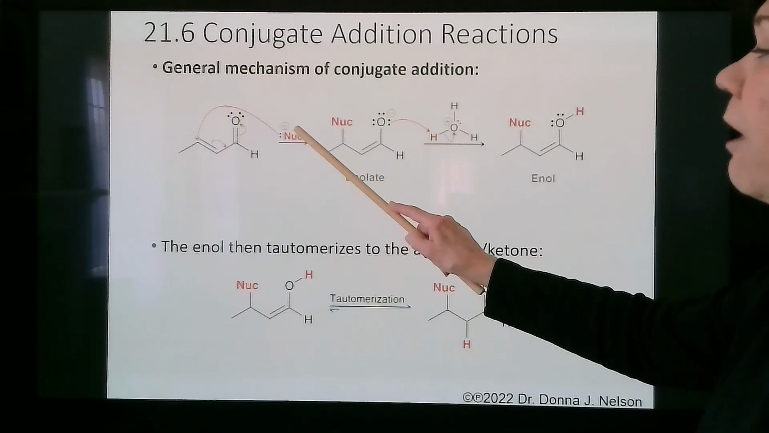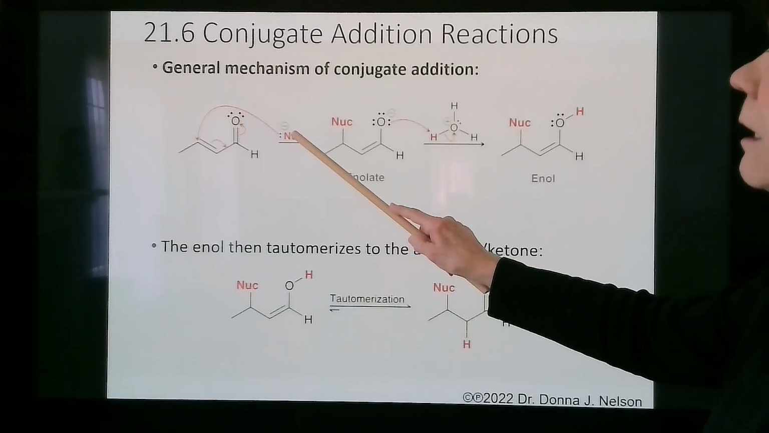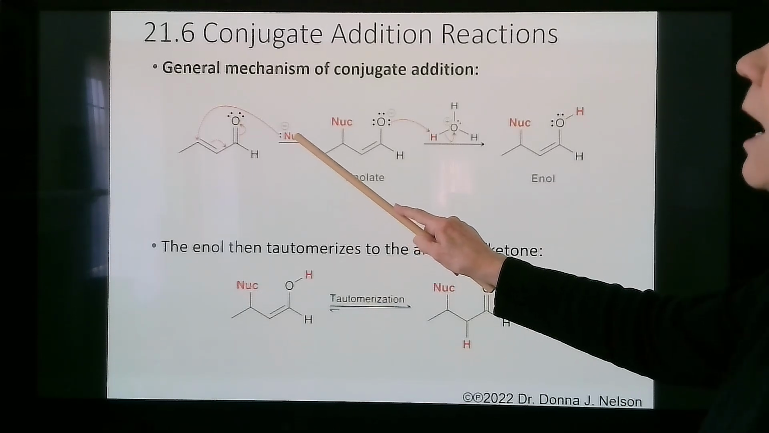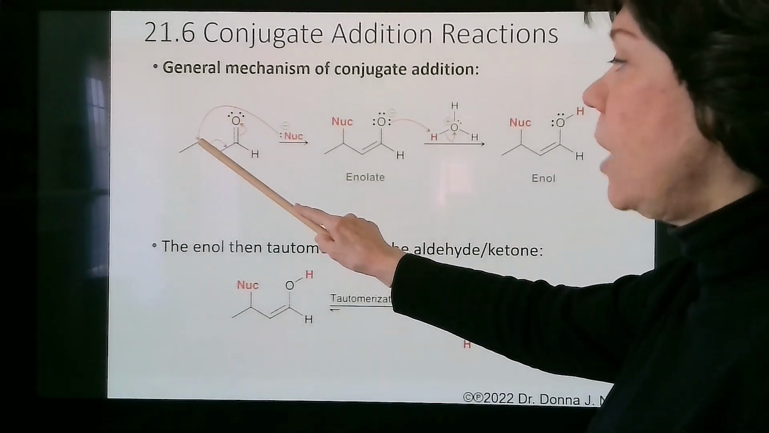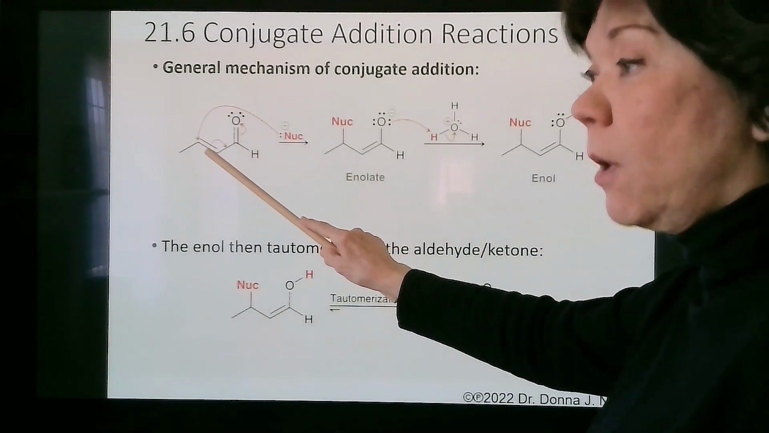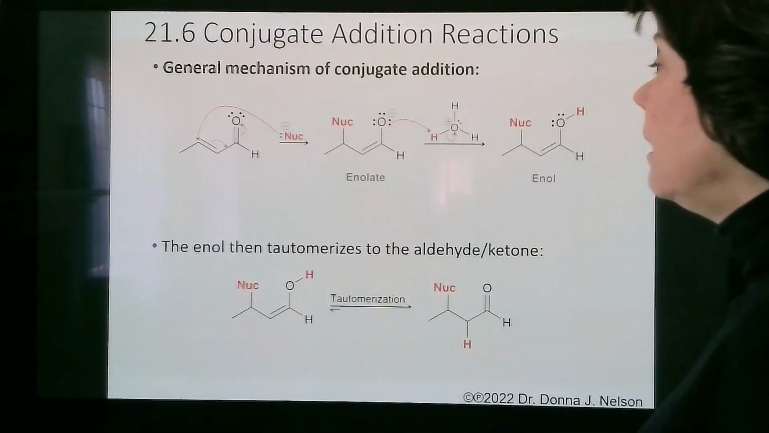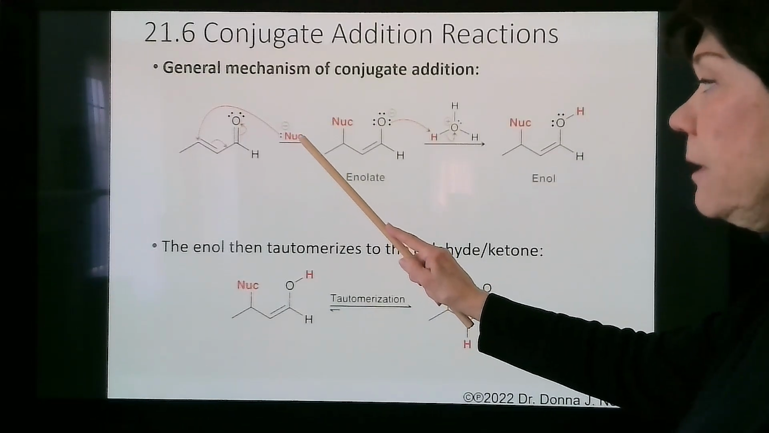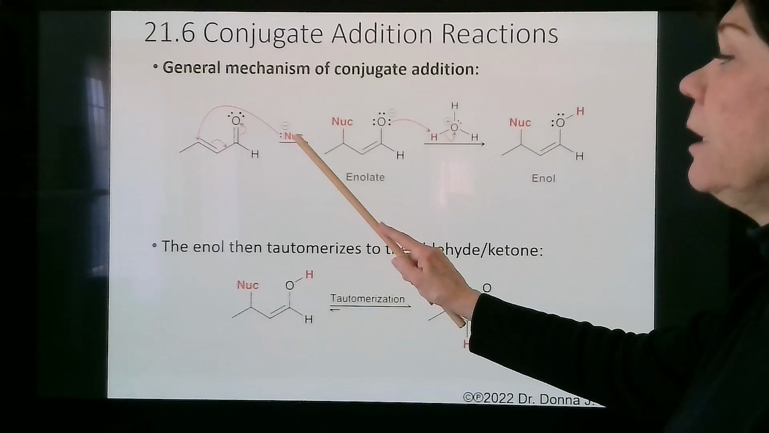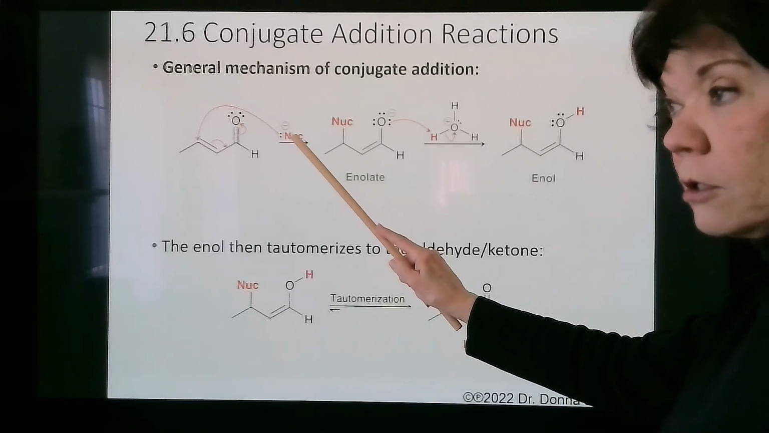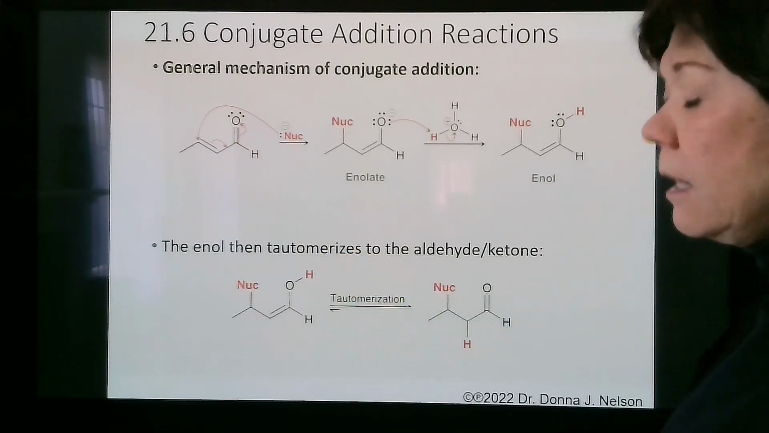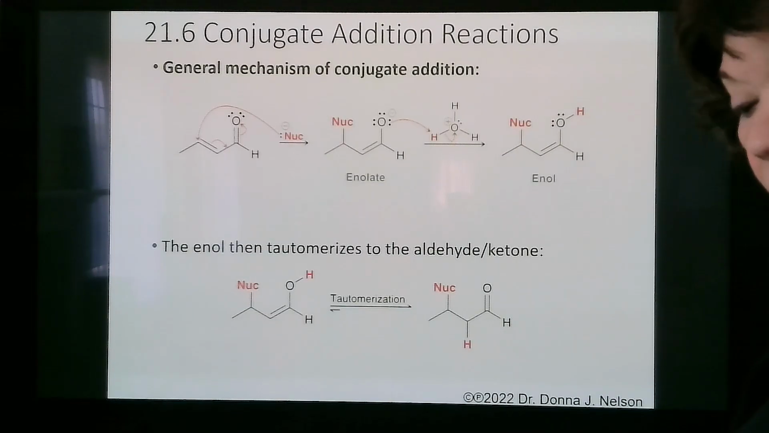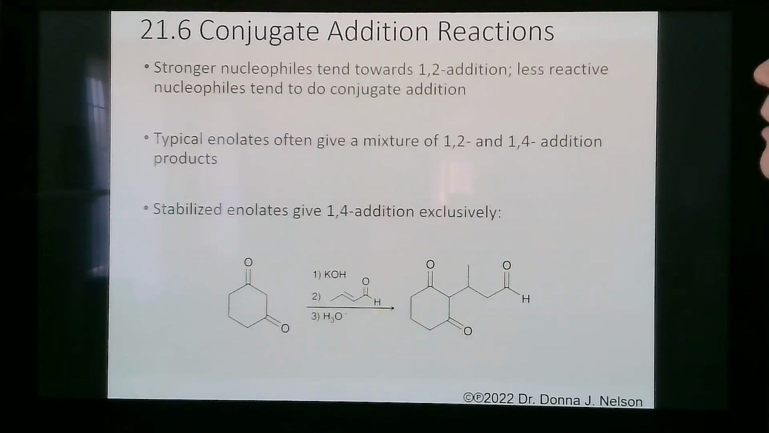So if the carbon in your nucleophile is bearing a smaller partial negative charge, it will attack at the site of a smaller partial positive. If the carbon in the nucleophile is bearing a larger partial negative, then it will attack at the carbon that is bearing the larger partial positive. So let's look at some other examples of that.